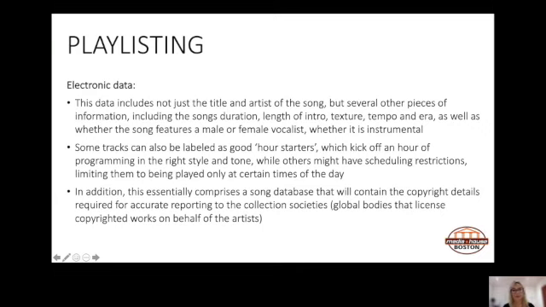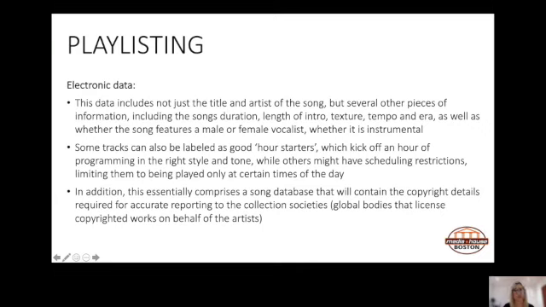Some tracks can also be labeled as good hour starters, something that's got a bit of a kick, something to start off the hour with in the right style and the right tone, while others might have scheduling restrictions. Like I said, not two back-to-back songs, or only certain hours that it's allowed to play in, because there might be offensive language in it. So you limit these songs to be played at certain times of the day.